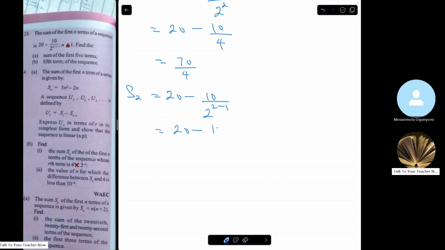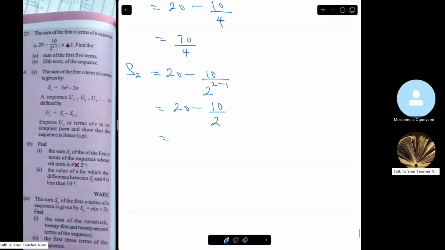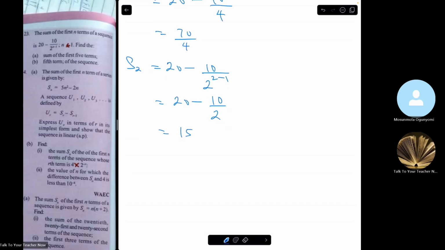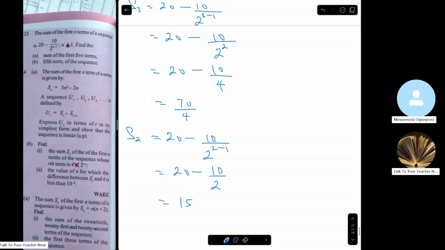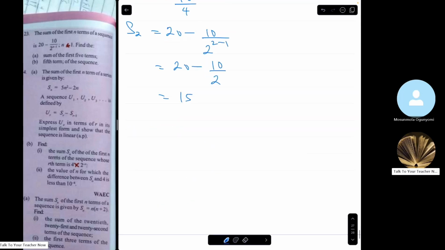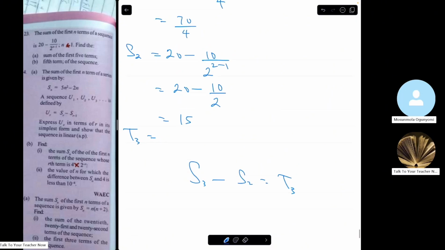Which is 20 minus 10 over what? 10 over 2. Is that correct? 10 over 2 is 5. 20 minus 5 is 15. Do you understand? Good. So that means S3 minus S2 is T3. Do you understand?